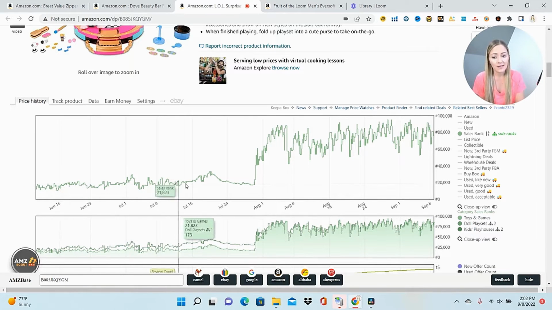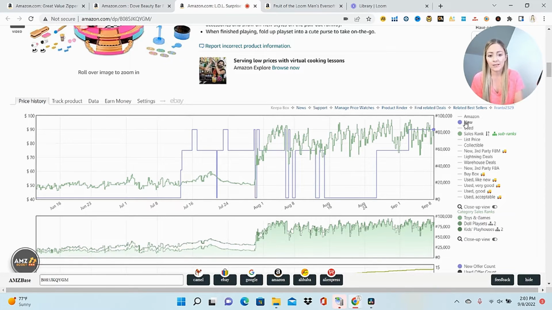So down here, I can see that for this product, the sales rank being 17,000, 21,000 in toys and games, that's a really strong rank. But across time here in August, now the rank is going up. So that means that it's starting to sell slower. So we really want to see lower ranks.